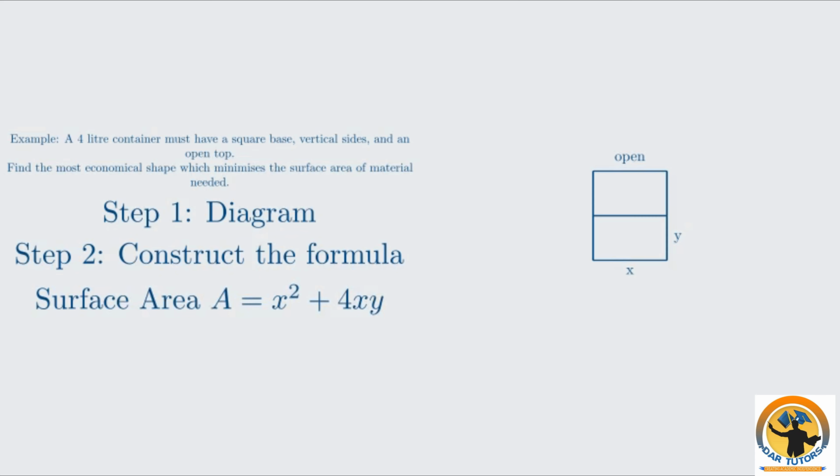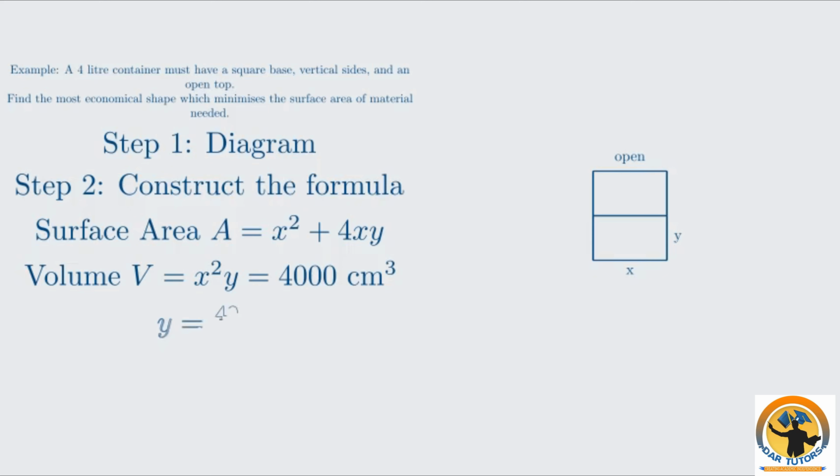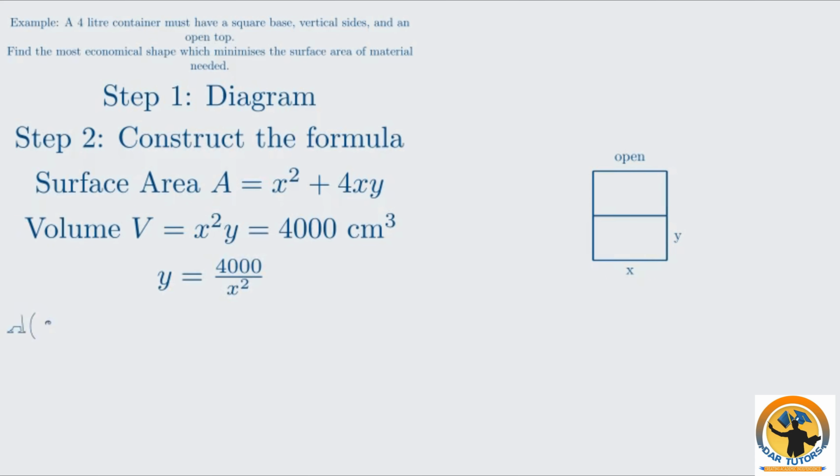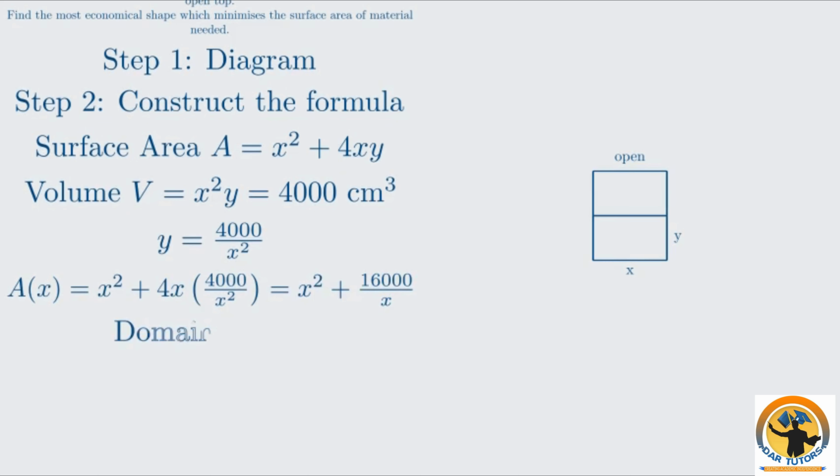We can use the given volume information. 4 liters is 4,000 cubic centimeters. The volume V is x squared y, so 4,000 equals x squared y. We can solve for y. y equals 4,000 over x squared. Substituting this into our area formula, we get A of x equals x squared plus 4x times 4,000 over x squared, which simplifies to A of x equals x squared plus 16,000 over x. The domain for x is greater than 0 since it's a length.